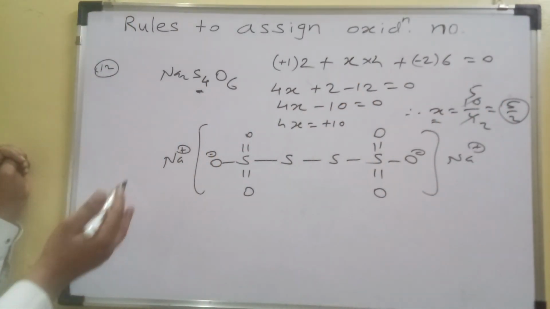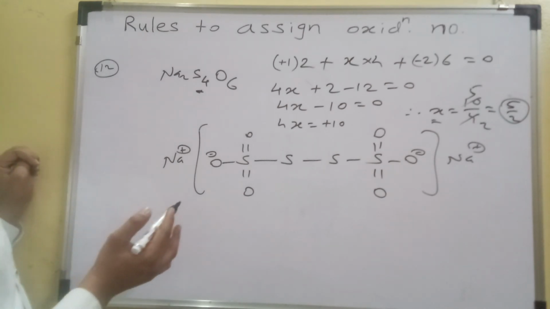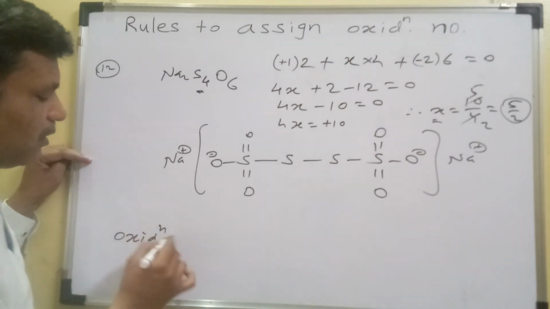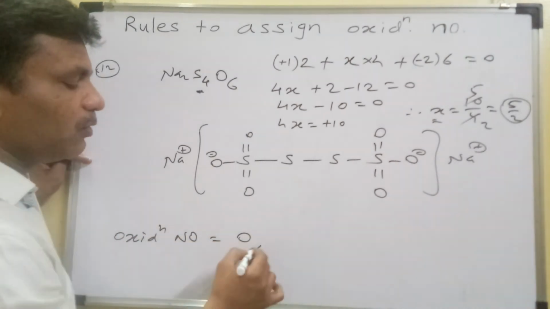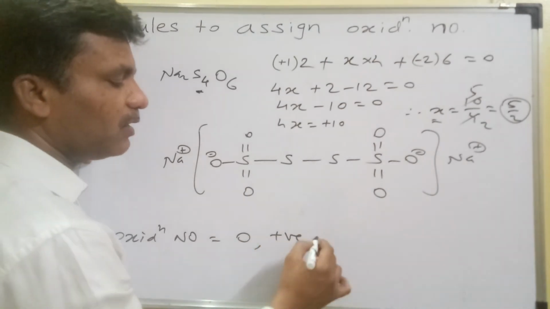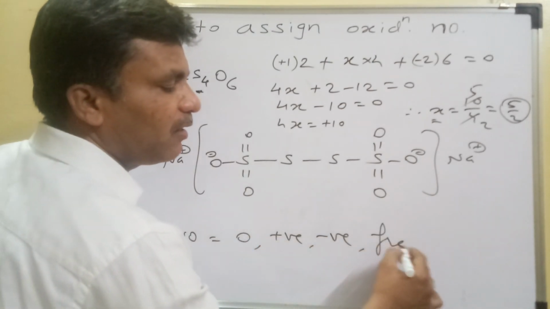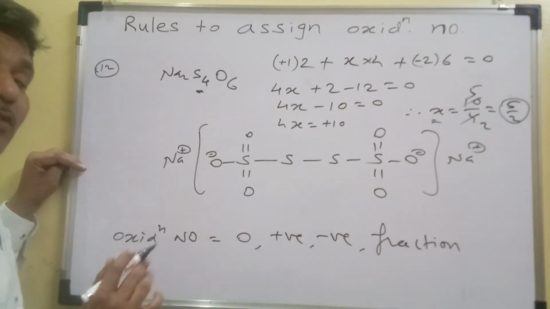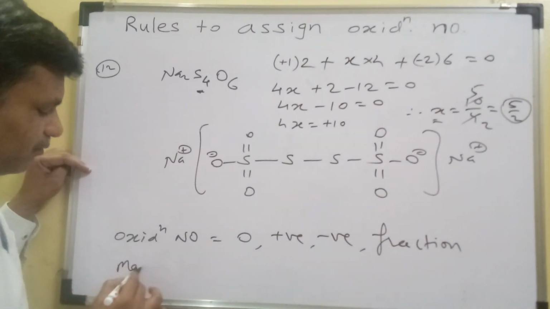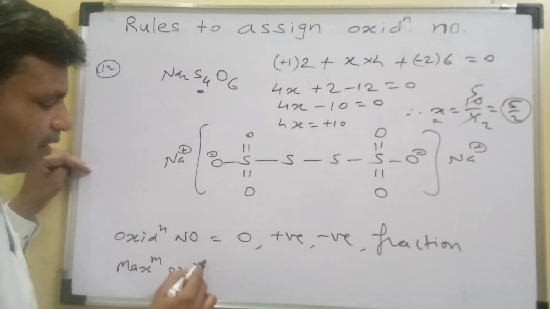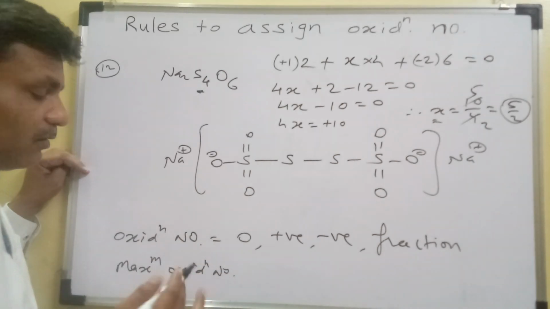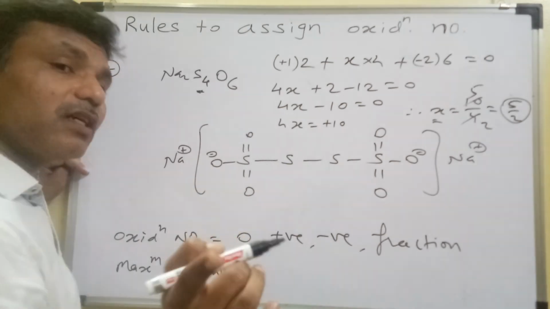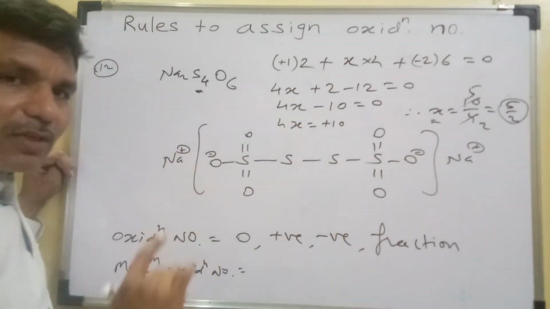In this way, these are the different rules. Another thing, the oxidation number may be 0, it may be positive, it may be negative, or it may be a fraction. See, the maximum oxidation number of any atom of an element except oxygen and fluorine is equal to its group number.